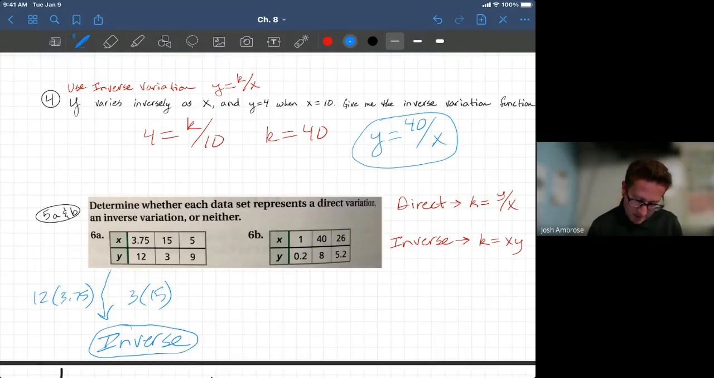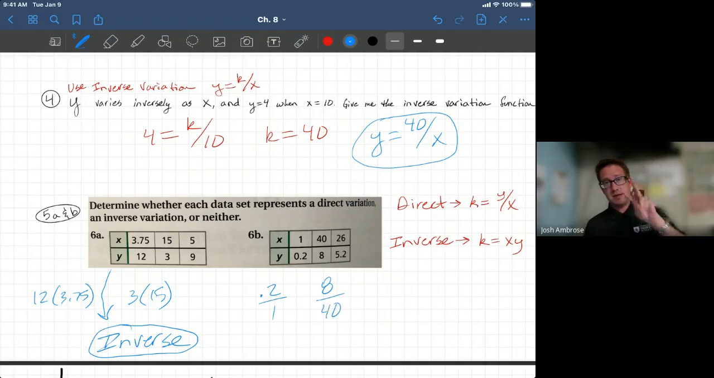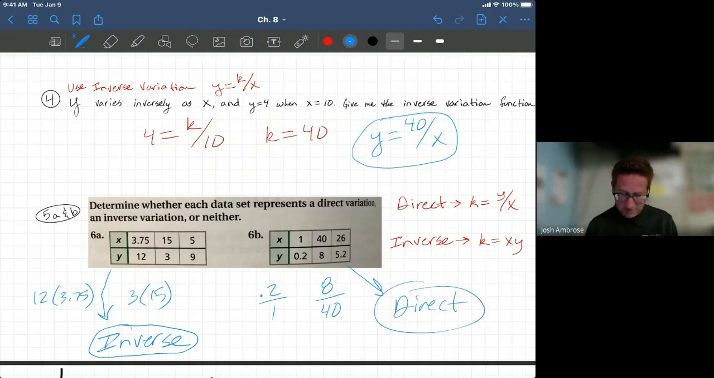Okay, now let's test out 5b right here. I just took it directly from the book. So we're going to check direct variation. Y divided by x, 0.2 over 1. Then do 8 over 40. Remember, it's y over x, and you have to do the first two and check those out. 0.2, 8 over 40. It's also 0.2. There we go. So that was quick. This one is direct variation.